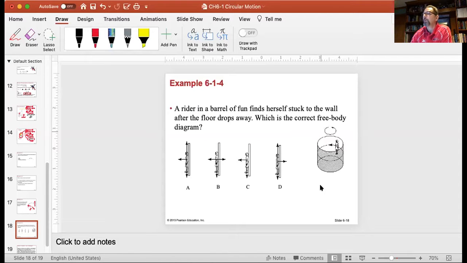3 more people. One more, just about ready to end it here. This one's a little interesting.